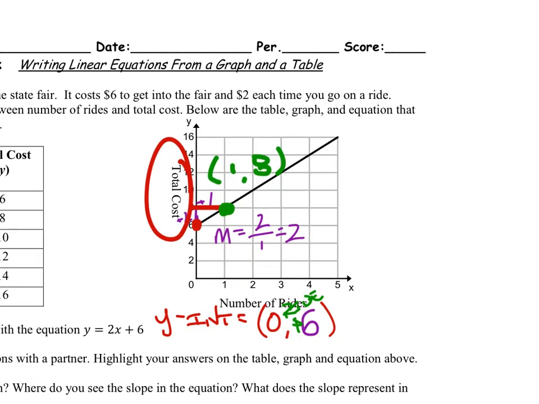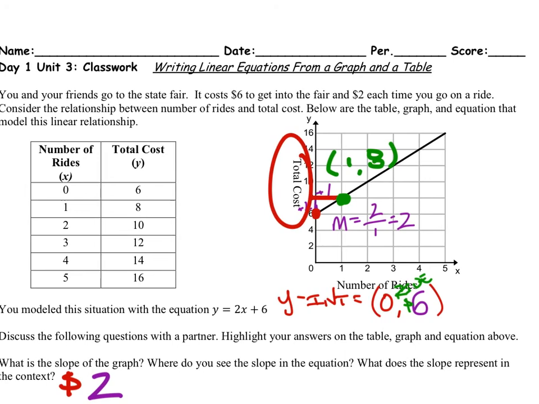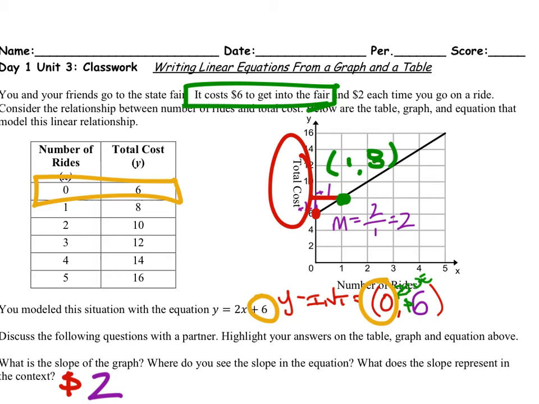Why is that? Well, we can go back to the word problem. That's correct. It says right here, it costs $6 to get into the fair. Another part of that question was, how can we tell where that is in the table? Well, right there we see that it's 0 rides. Where do we see 0 rides in the table? In these corresponding values. We got 0 rides for $6. Bam. What about the equation? Where is it in the equation? This plus 6 right here.